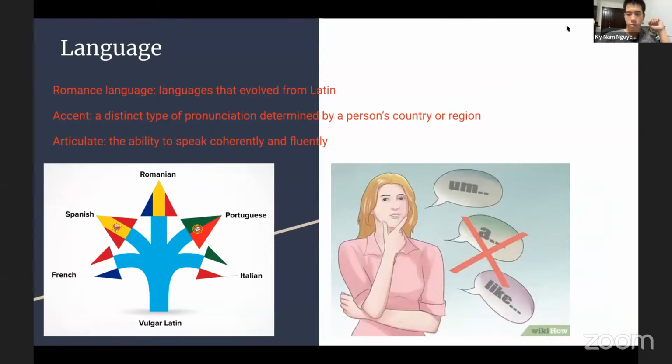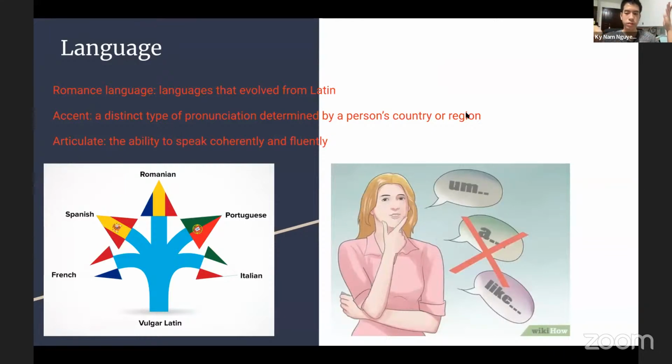Next, some more vocabulary. So Romance language. Romance languages are languages that evolved from Latin, which is a really old language. So languages such as French, Spanish, Romanian, Portuguese, Italian are considered Romance languages because they evolved from Latin. Now, an accent, when it comes to language, is a distinct type of pronunciation determined by a person's country or region.